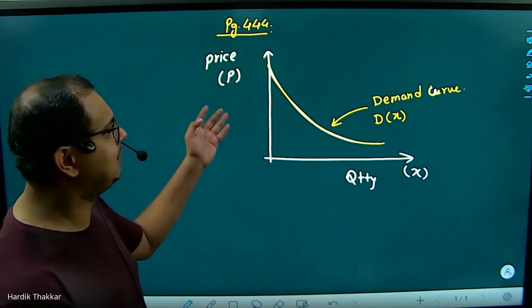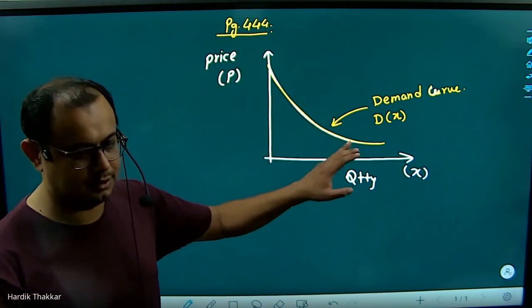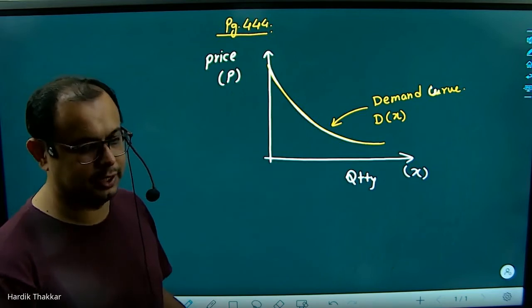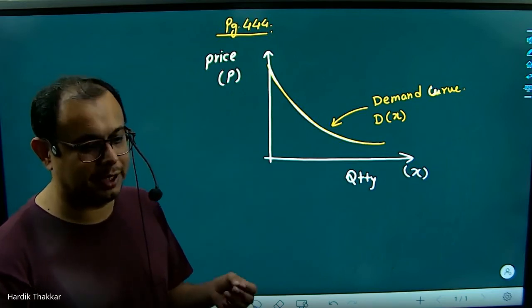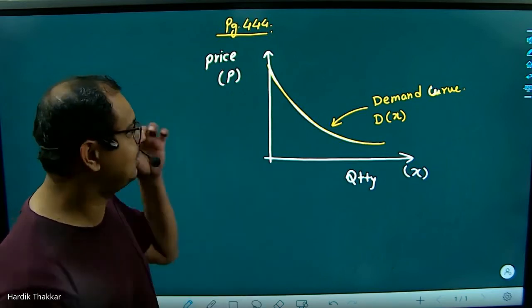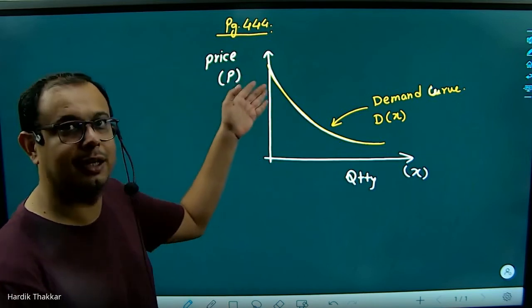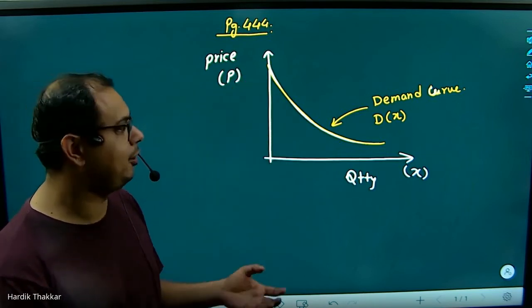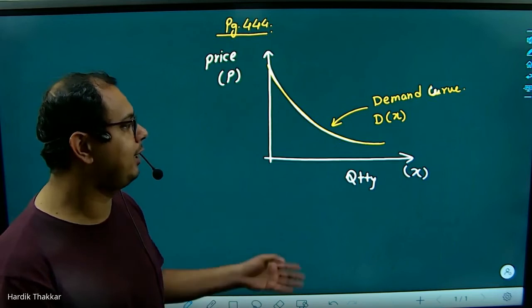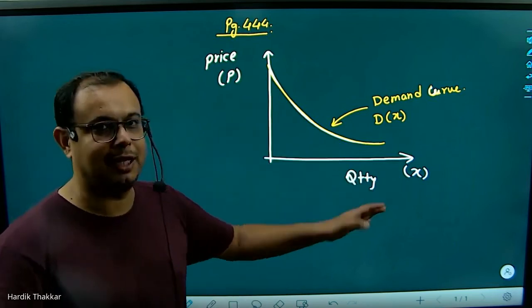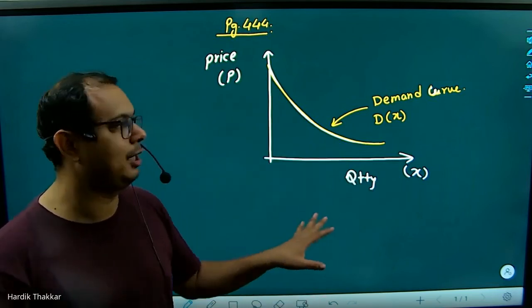So price depends on x, meaning quantity. If we are producing very less quantity, then obviously its price will increase, and if we are producing a larger number of quantities, then obviously the price will decrease. So this is what the demand curve is.